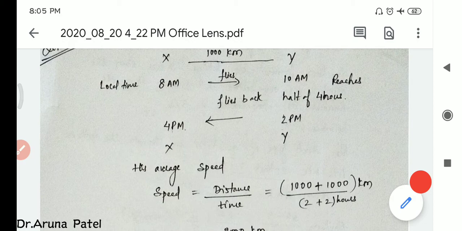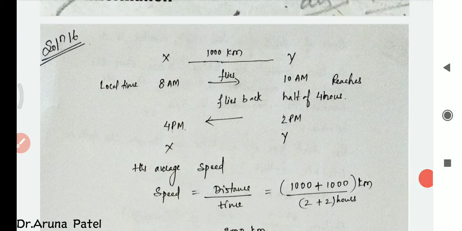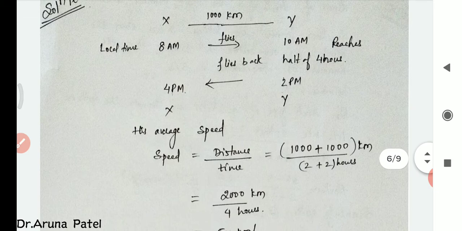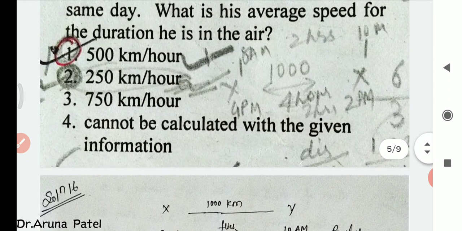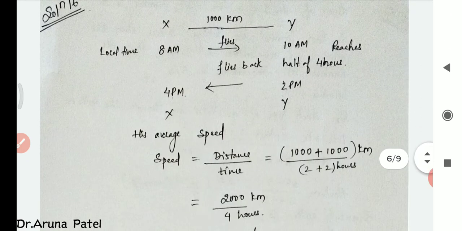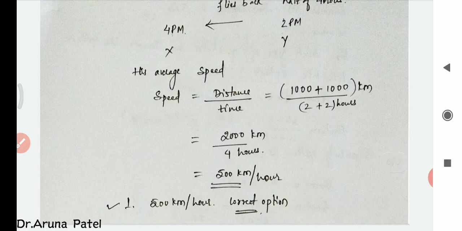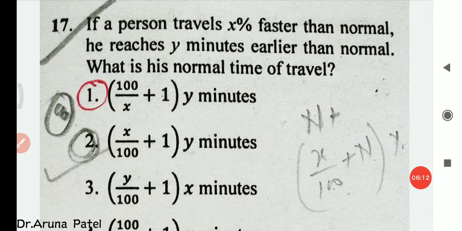Now the average speed is equal to distance by time. So here the going distance is 1000 and the coming back distance is also 1000, and in both cases the time is 2 plus 2, which is 4 hours. So on simplifying, you get 2000 kilometers by 4 hours. So on simplification you get 500 kilometers per hour. So this one is the correct answer for this question, which is given in option number 1. So option 1 is the correct answer for this question.